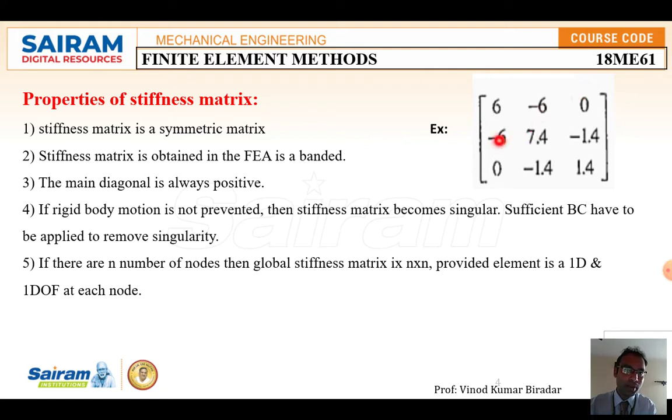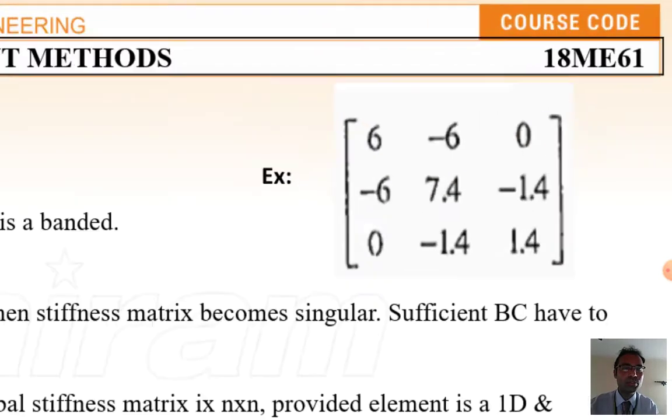Suppose you fold this matrix along the diagonal, all the values should be similar. If this is minus 6, this one is also minus 6. If this is 0, this side is also 0. If this is minus 1.4, this is also minus 1.4. So it is always symmetric. If you cut the section along the diagonal, all the similar values should be there on both sides.